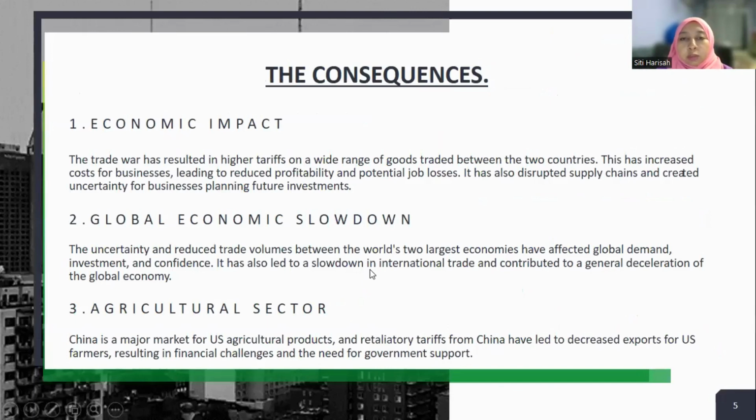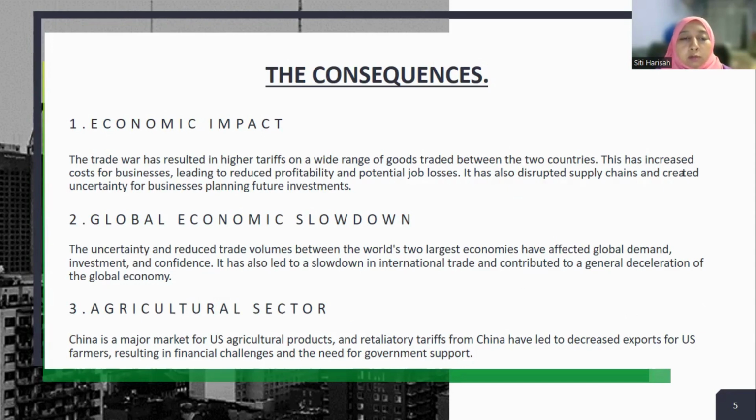Okay, the consequences of the US-China conflict. Number one is economic impact. The trade war has resulted in higher tariffs on a wide range of goods traded between the two countries. This has increased costs for businesses, leading to reduced profitability and potential job losses. It has also disrupted supply chains and created uncertainty for businesses planning future investment.